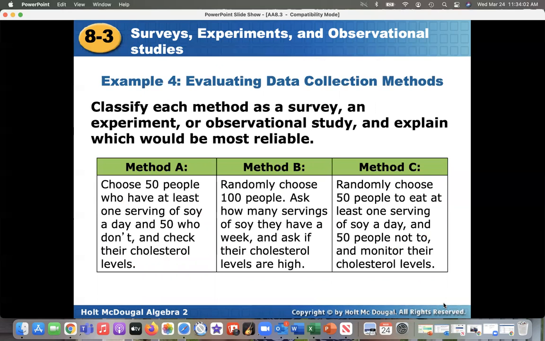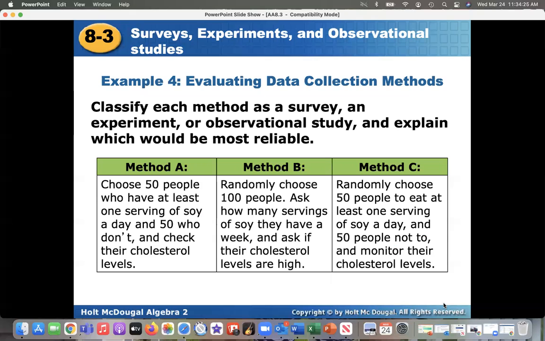Now, last thing we're going to do is classify or kind of look at some plans here. We have 3 plans on how to address something or to research some topic. And we want to classify them. One of them should be a survey. One of them should look like an experiment. One should look like an observational study. All right, so let's look at this one here together. Then I think I'll have you look at one.